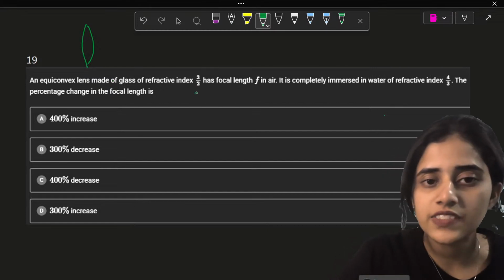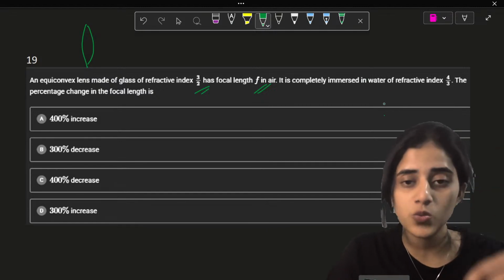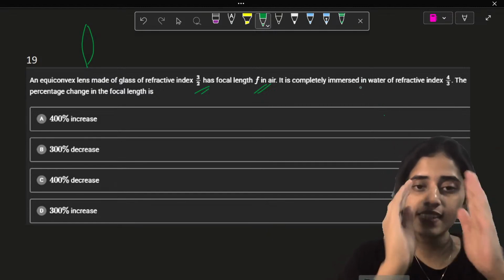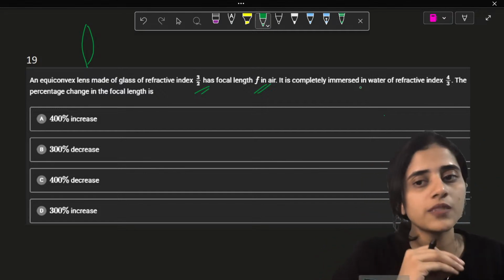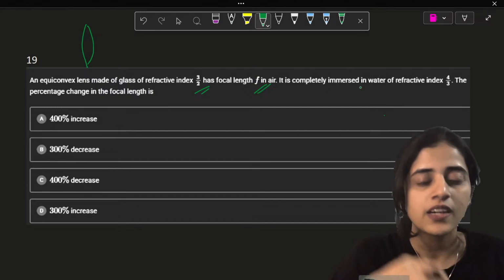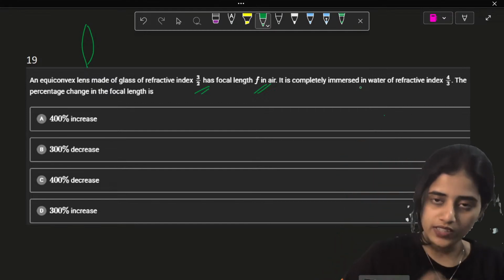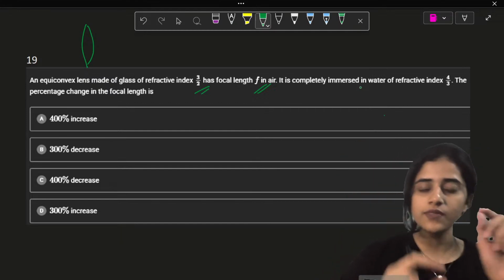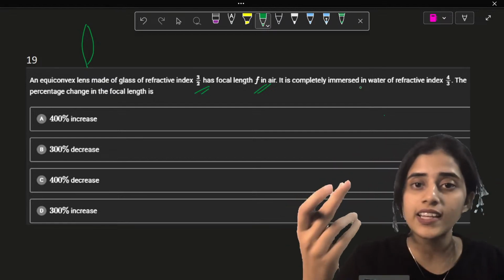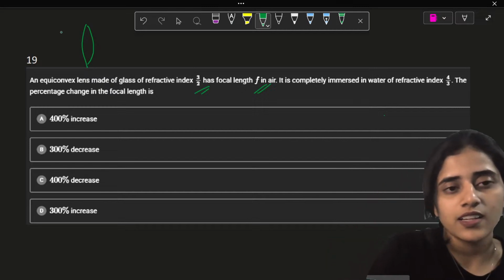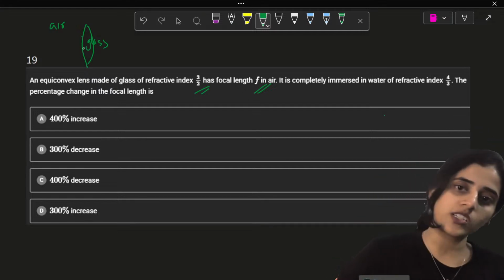It is made out of refractive index 3 by 2. It has a focal length f. It is completely immersed in water. Initially it's in air. When it's in air, it has a refractive index of 3 by 2, and then when you dip it in water, it will have a refractive index of 4 by 3. You have to find out by how much the focal length changes when it is in air and when it is dipped in water. When it is in water, how is the light ray moving from water to glass? When it is in air, how is the light moving from air to glass? Here, this is air, this is glass. Now, when you dip this in water, it becomes water and glass.